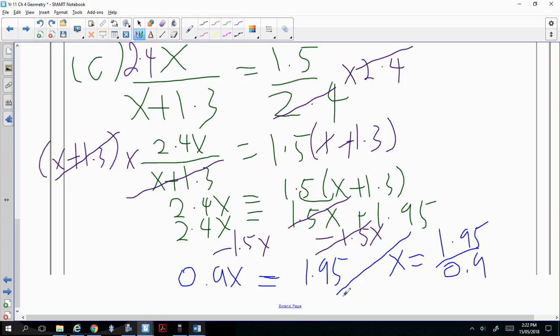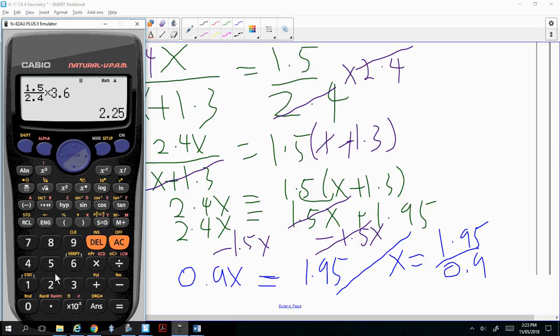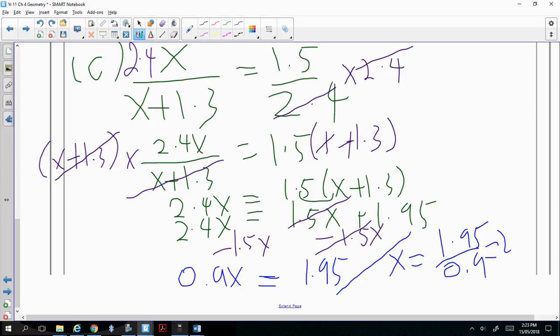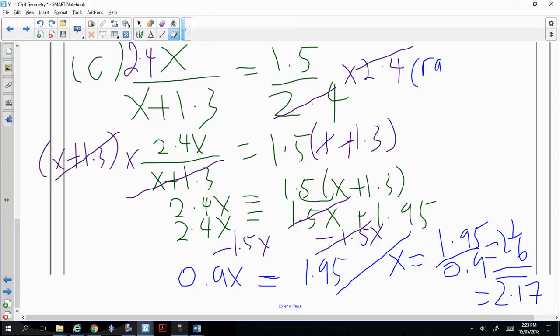You can leave fractions, exact form. 2 and 1/6. Try not to round if possible. That's the length of x. Okay, in that case you do 2.17. So you write down, I forgot to write, matching sides of similar triangles. Matching sides in similar triangles. Good.